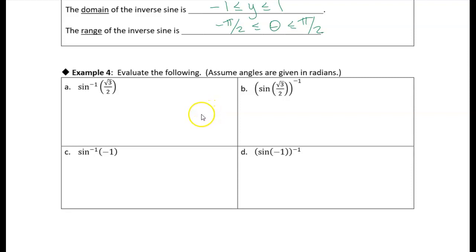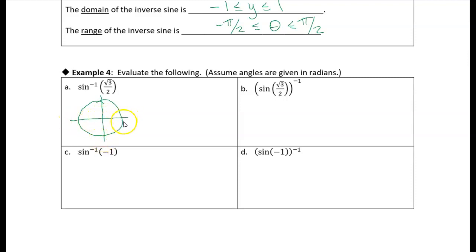All right, let's take a look at example 4. So the first part here, part A, we're asked to find the inverse sine of the square root 3 over 2. Okay, so we're looking for an angle that has a sine value of the square root 3 over 2.